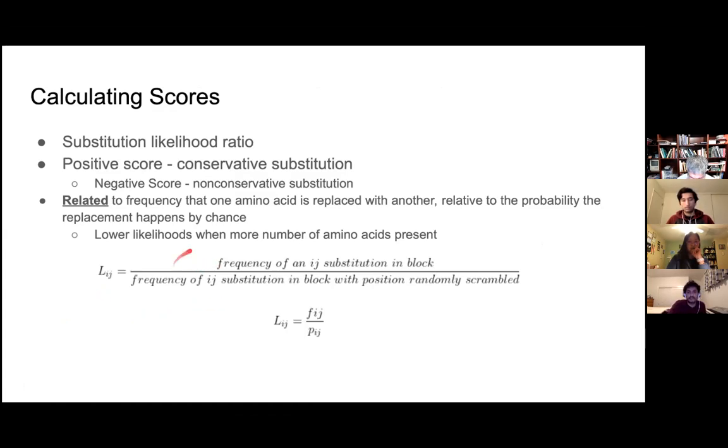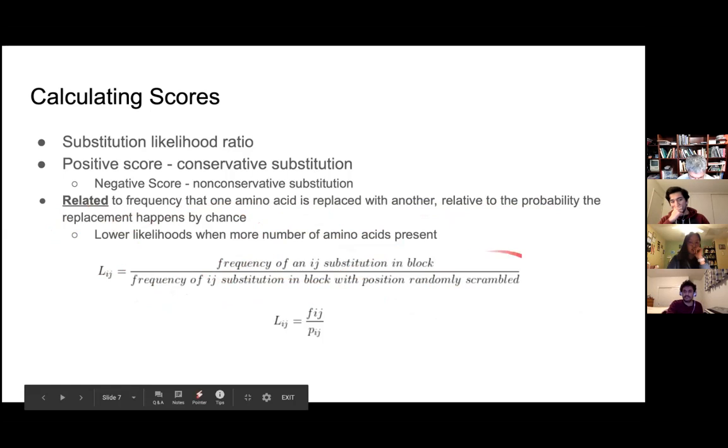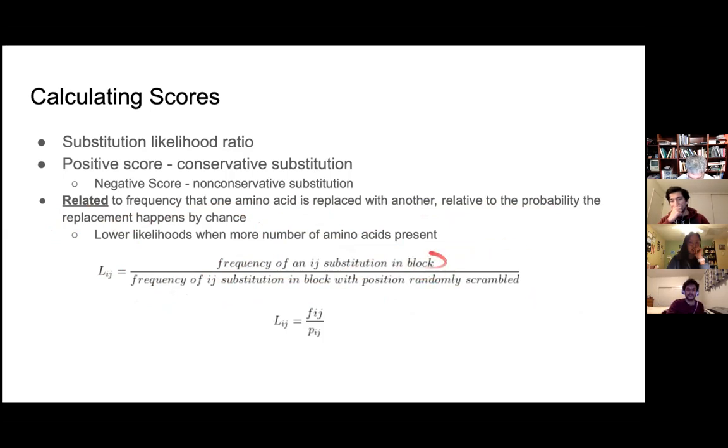It's defined as the frequency of an IJ substitution within a certain block divided by the frequency of that same substitution in the block, but with all the positions randomly scrambled. Let's look at that in terms of the definition we put down. The numerator relates to the frequency that one amino acid is replaced with another. Basically, how often are we seeing this substituted in nature, relative to the probability that it happens randomly by chance. That's what the denominator is: random chance. So the difference between numerator and denominator is basically what you are observing in nature divided by what is theoretically going to happen.